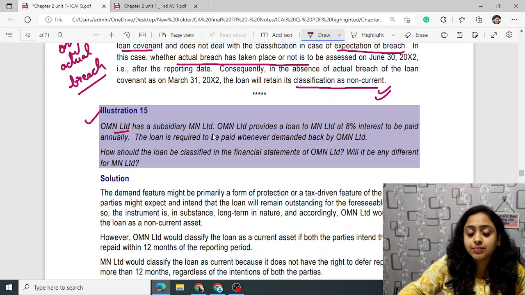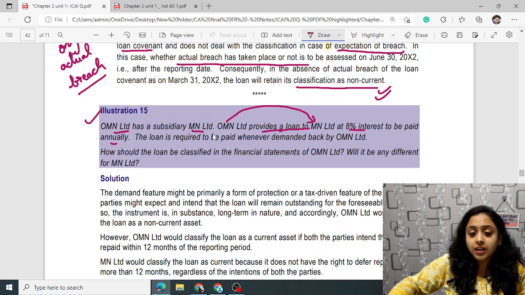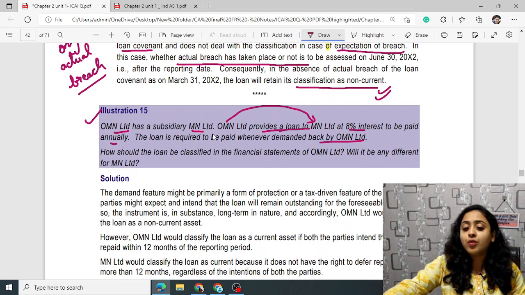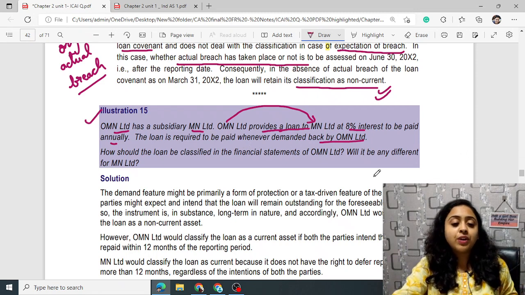OMN Limited has a subsidiary MN Limited. OMN provides a loan to MN at 8% interest to be paid annually. The loan is required to be paid whenever demanded back by OMN. Okay. How should the loan be classified in the financial statements of OMN Limited? Will it be any different for MN Limited?